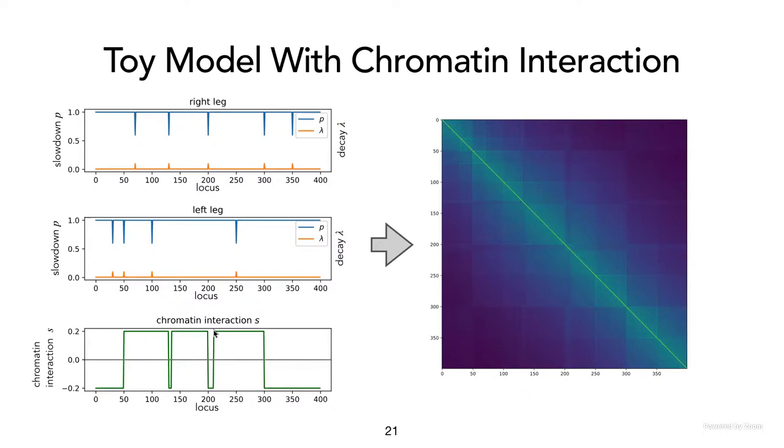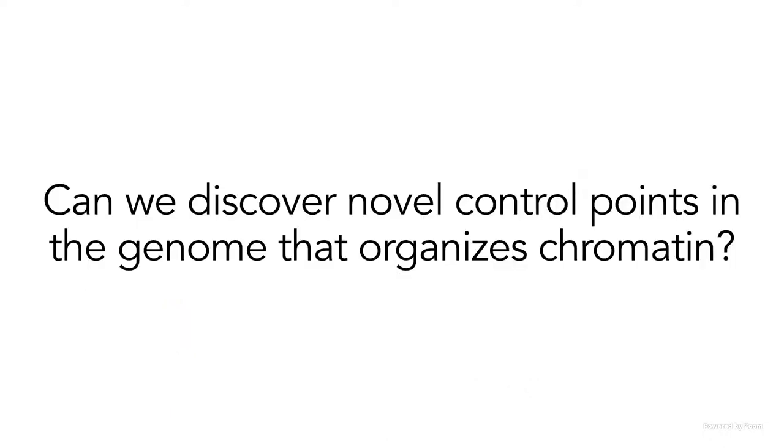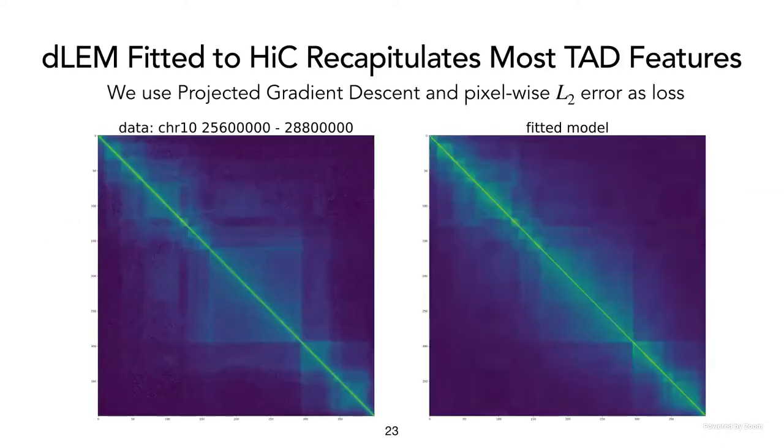So what would happen if I fit the model to the data? Can we discover novel control points in the genome that would organize the chromatin that way? So let's try to fit that model. I used a simple projected gradient descent and a very simple loss function, just a pixel-wise L2 error. And as you can see, we can fit our model quite well to the experimental data, and qualitatively we are able to recapitulate quite a large area of the contact map.